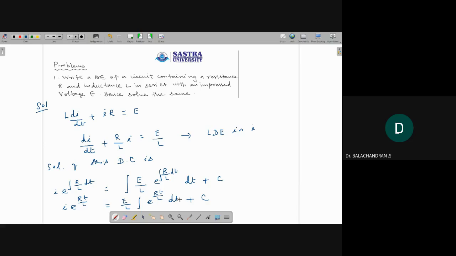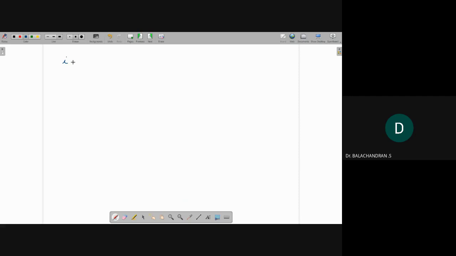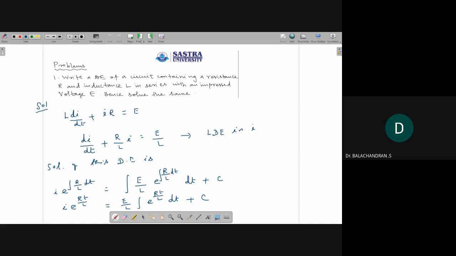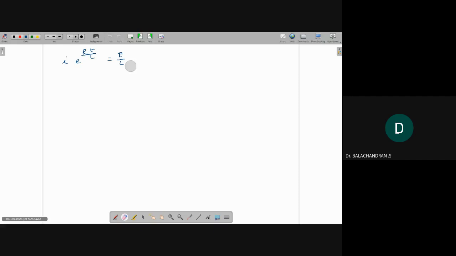Now next you need to integrate e power R t by L. I'll write in the next page. So I into, left hand side is I into e power R t by L. Right hand side is E by L, a constant, e power R t by L, I don't need the integration now, integrate e power R t by L divided by R by L plus C.